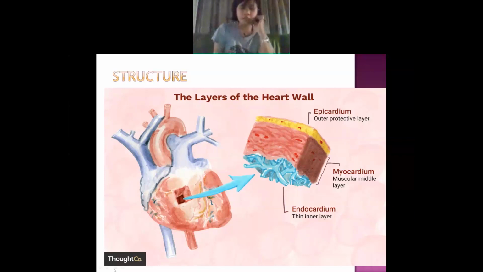So it is divided into three parts. Okay, so where is the location of the heart? Where does your heart lie? Where is it exactly located? So this is your heart, and this is a thorax.